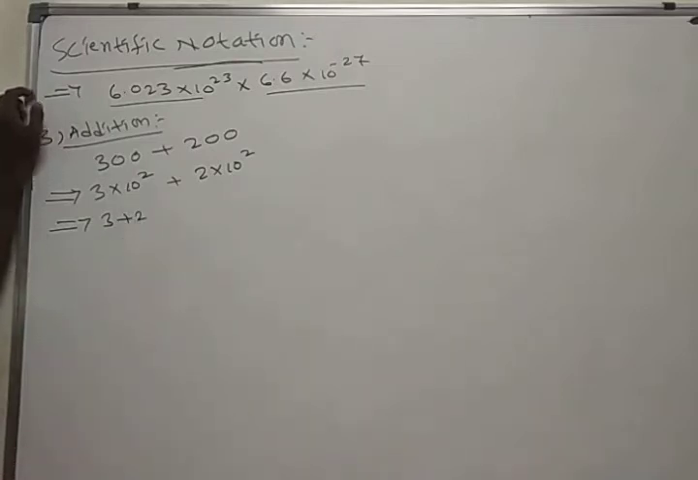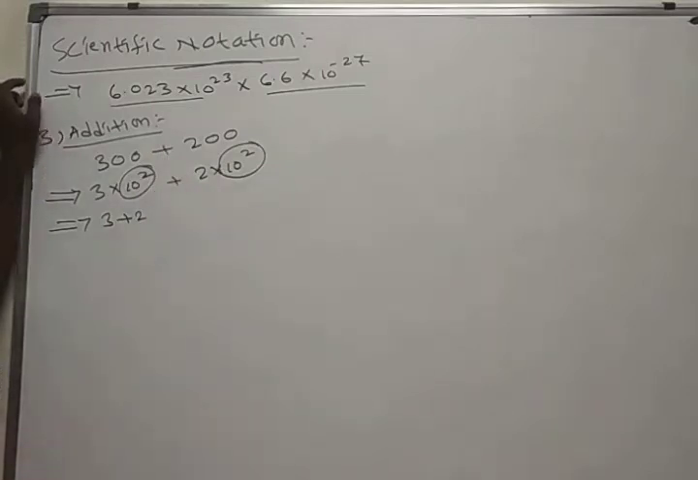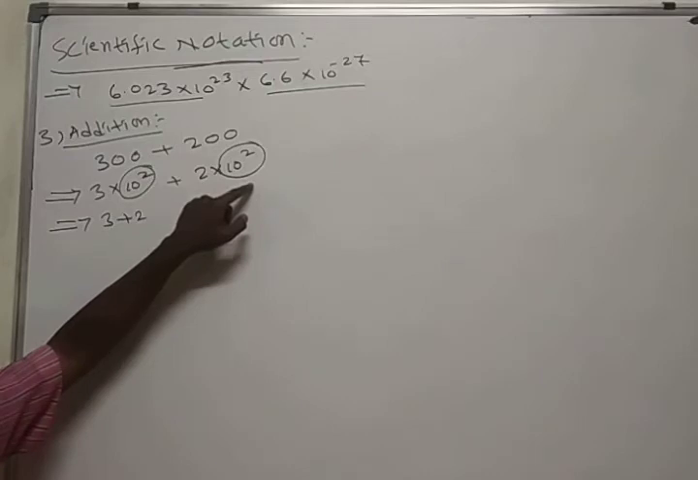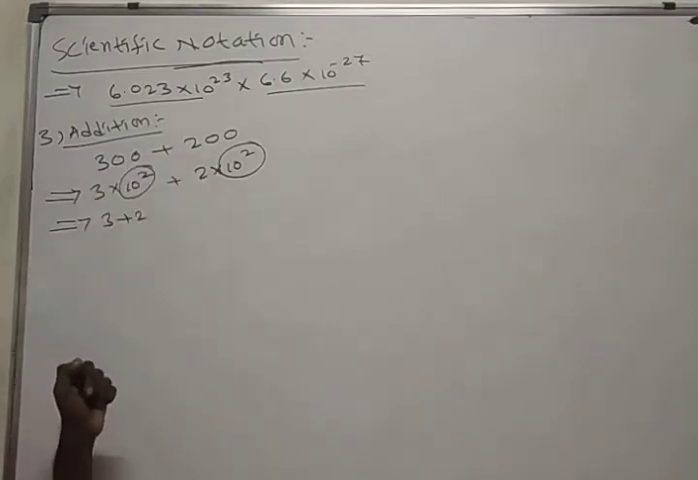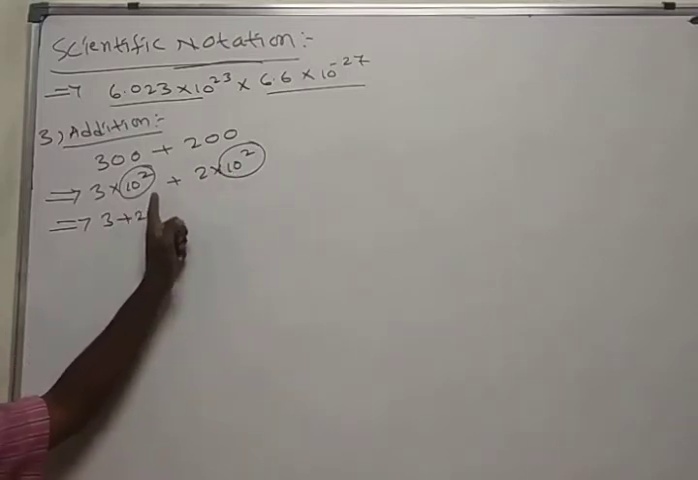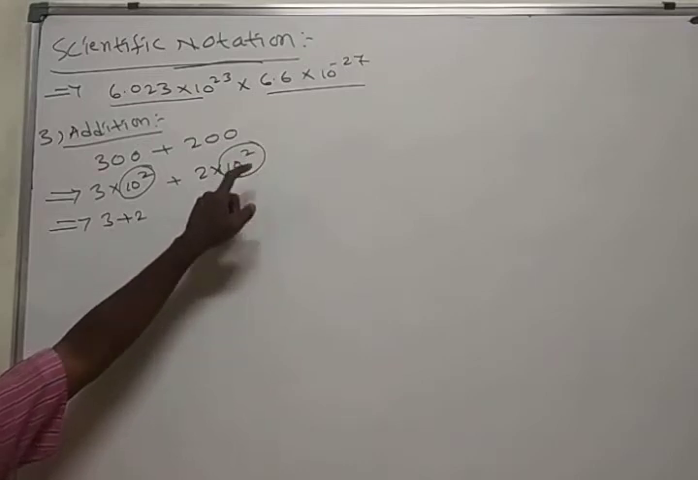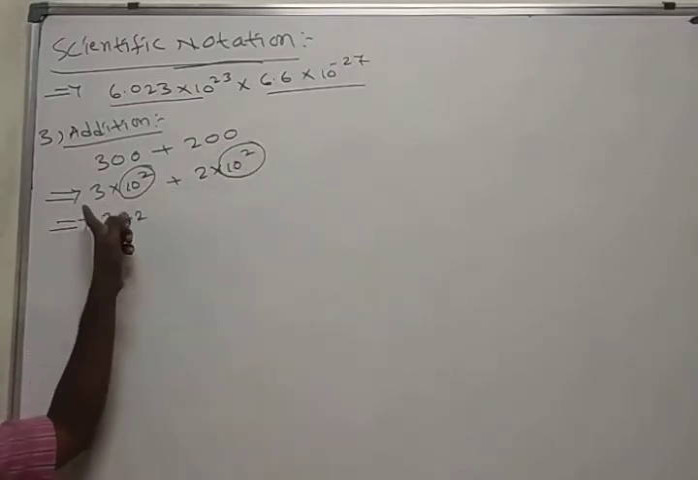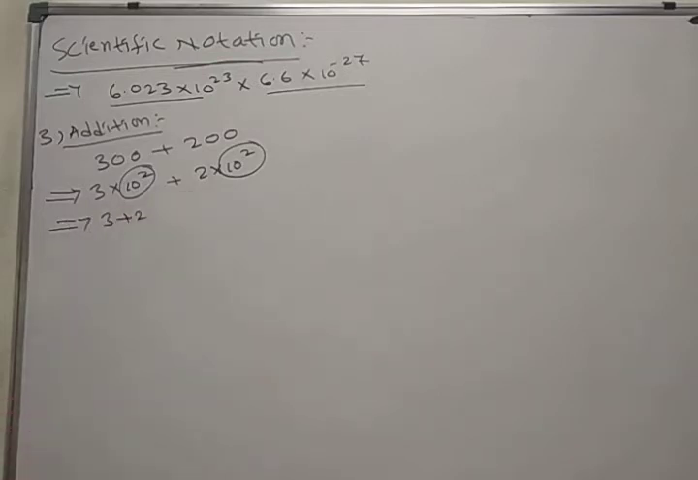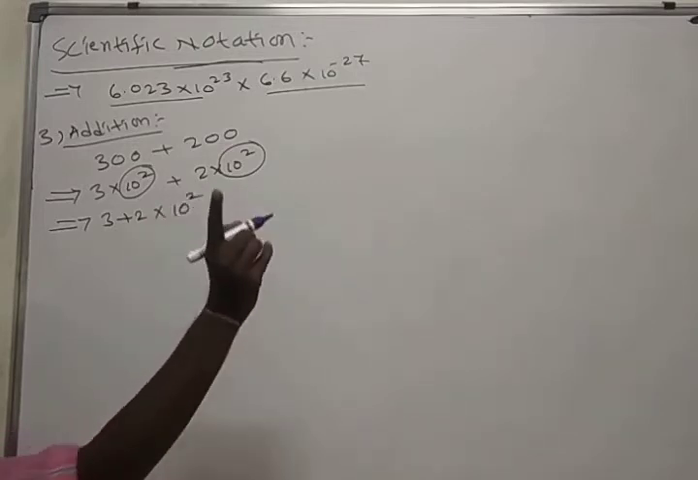Before seeing that, the bases should be equal. Here 10 to the power of 2 is there, and here also 10 to the power of 2 is there. You take the common. For example, if here the base is 2 and here the base is 3, you change this one into 2. We will discuss that type also. You take a common base, only one base.